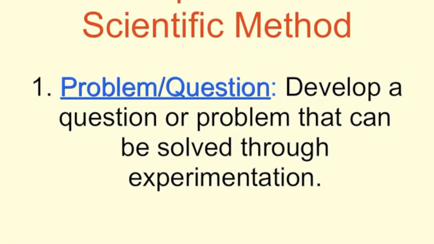All right, so the first step of the scientific method involves developing a question or problem that can be solved through experimentation. We want to make sure that we are designing a problem for which data can be collected that is quantifiable. We want to be able to generate some numbers.